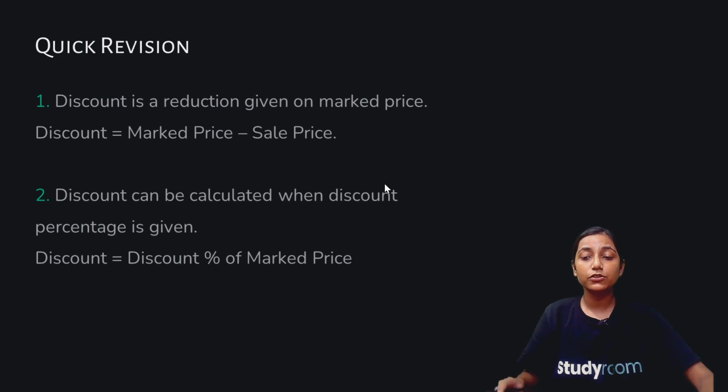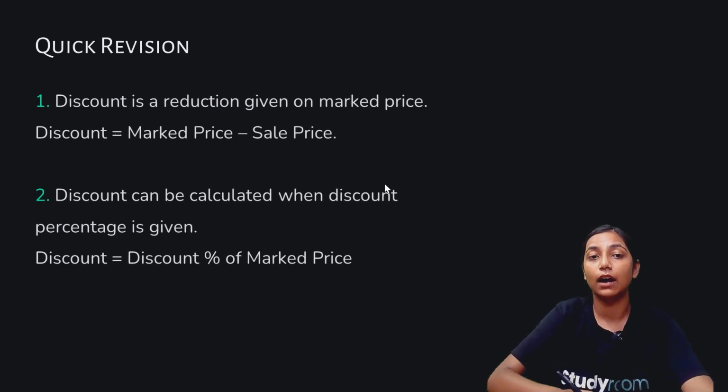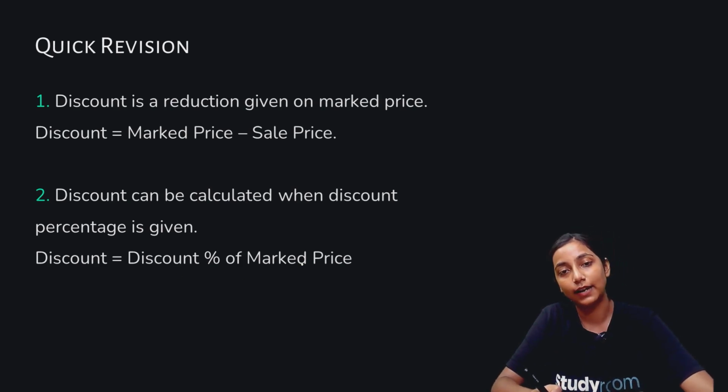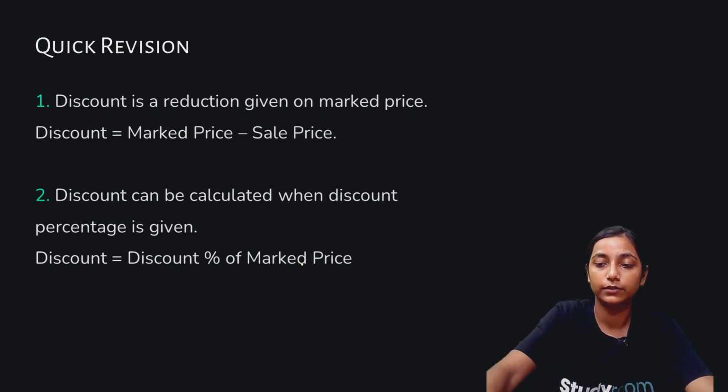Let's do a recap. First of all, we started studying about discount. Discount is reduction given on the marked price, and discount is found by marked price minus sale price. We already know what marked price and sale price is. So the formula for discount is marked price minus the sale price. Another thing that we learned about discount is that discount can be calculated even when we have discount percentage. So even when we have discount percentage, then we can find the discount by using this formula, that is discount percentage of marked price. So discount percent given to us into the marked price gives us the discount.